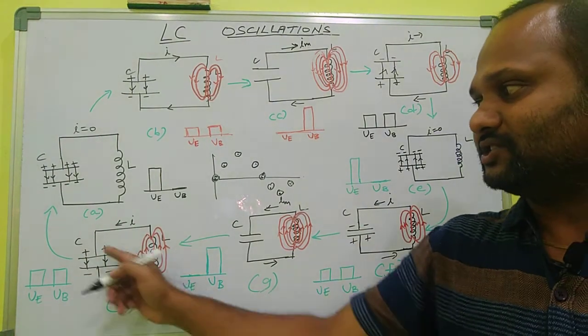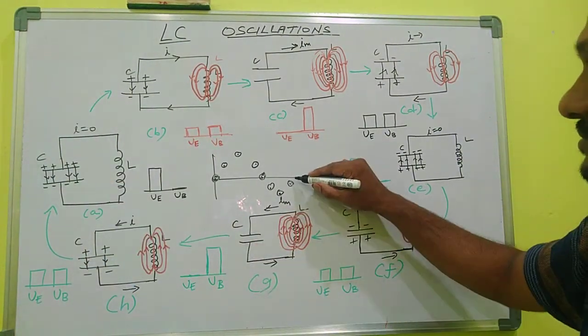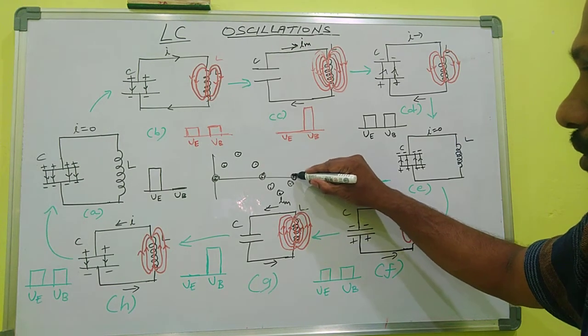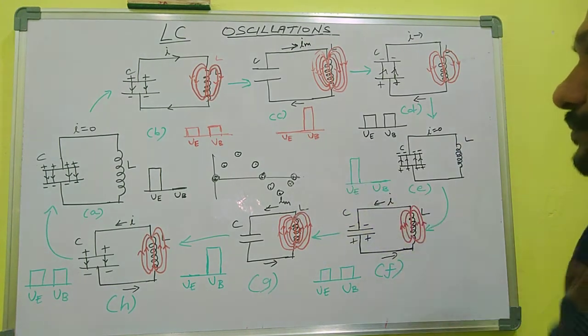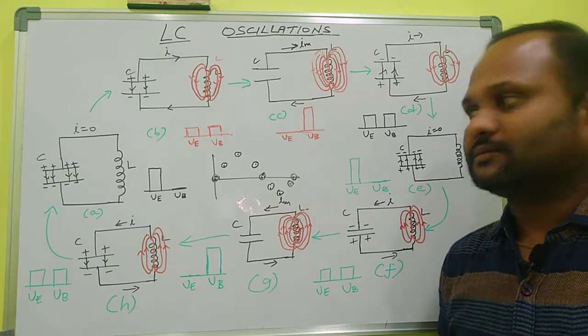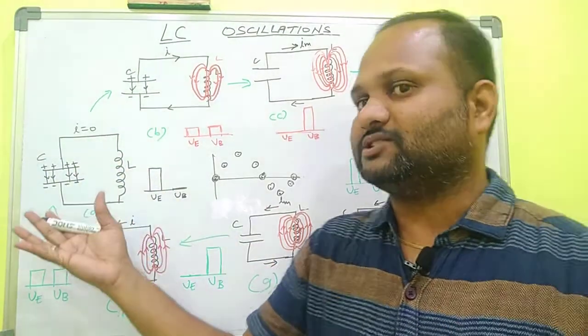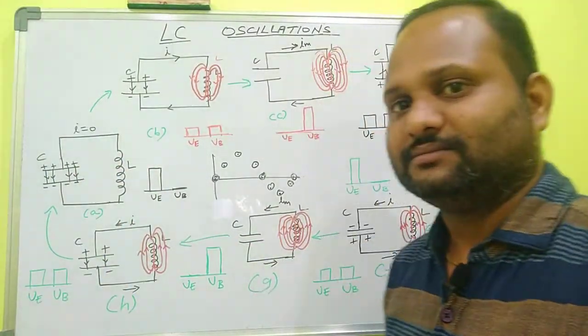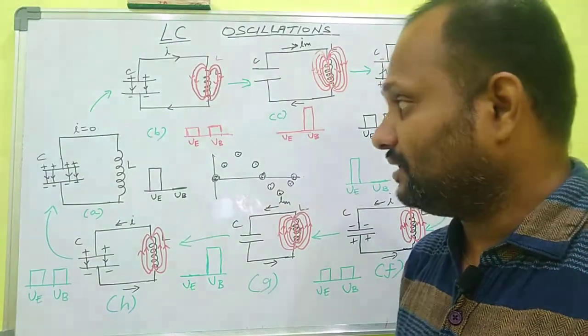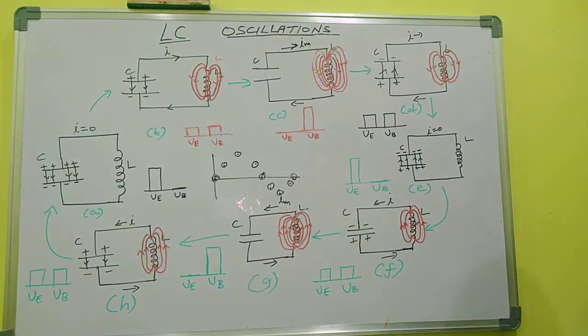Okay, the next step, the last step, the current becomes 0. Here the current becomes 0 because the capacitor is fully charged here. So this is one cycle of LC oscillation.